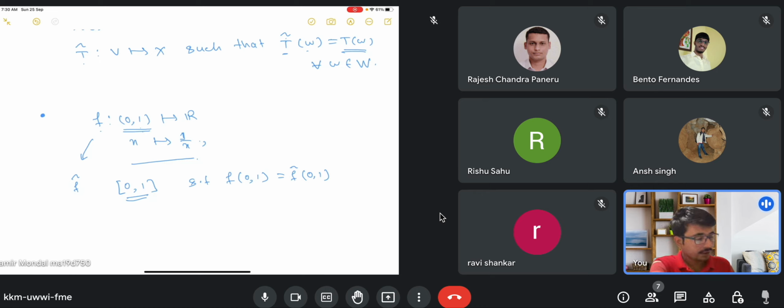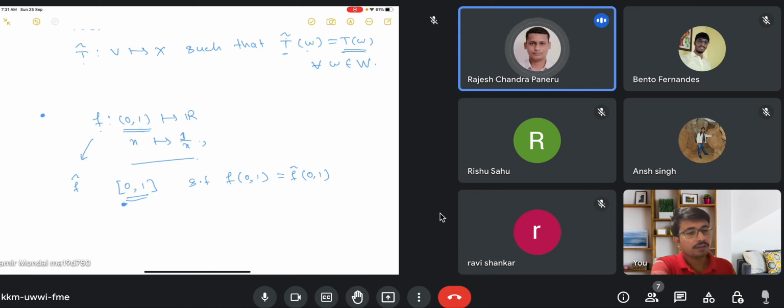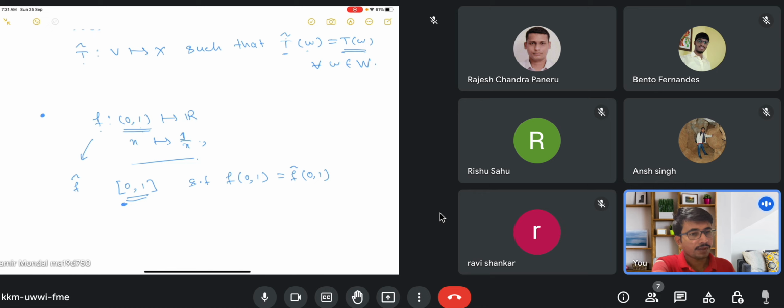Rajesh was telling that if we define this function on 0, that time we can extend. But sir, the function is not continuous at 0. So my question is, if our assumption is that this function has to preserve the continuity, at that time we cannot extend this map. At 0, it's not continuous. So that time it's not possible.